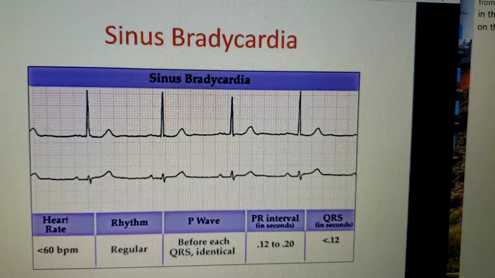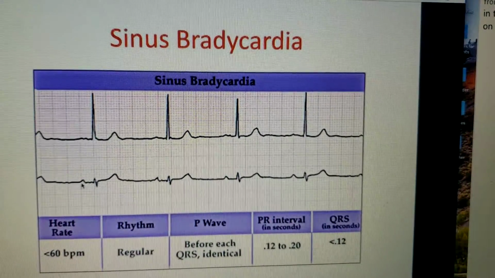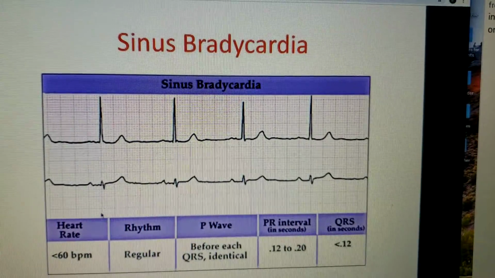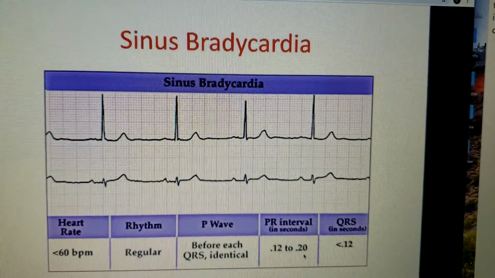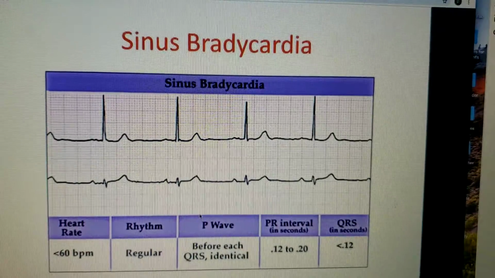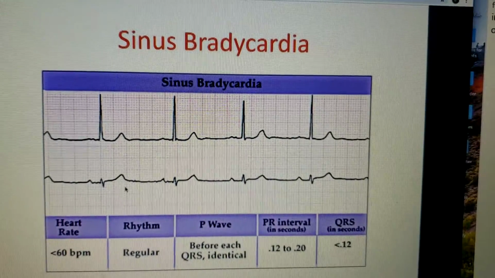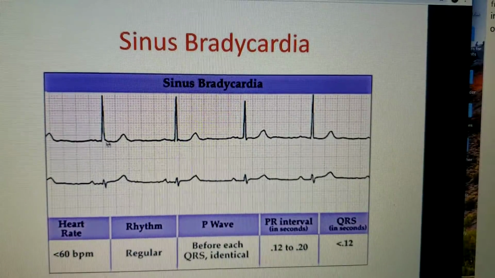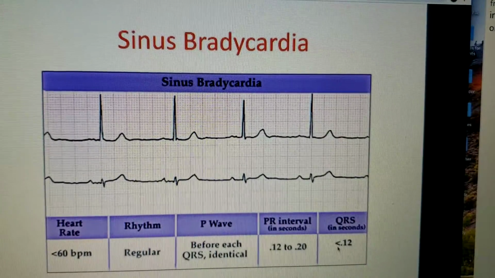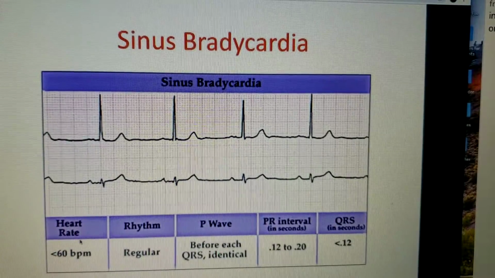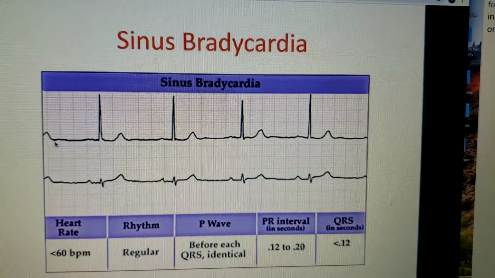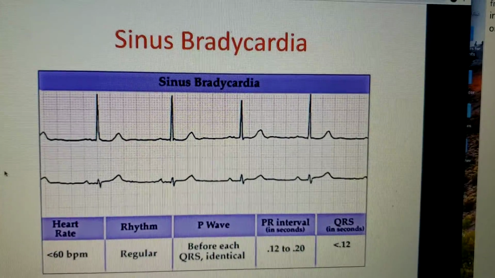My PR interval, if I'm looking at it, is 1, 2, 3, 4. So 4 is 0.16, so it's still less than one big box. My PR interval is good, and my QRS is narrow. I'm looking at it, it's 1, 2, so it's still less than 0.12. Everything about it is normal, with the exception of the rate. The rate makes it slow, which makes it a sinus bradycardia.